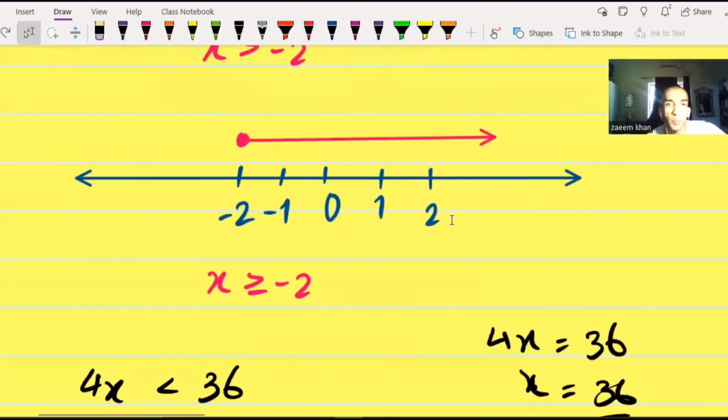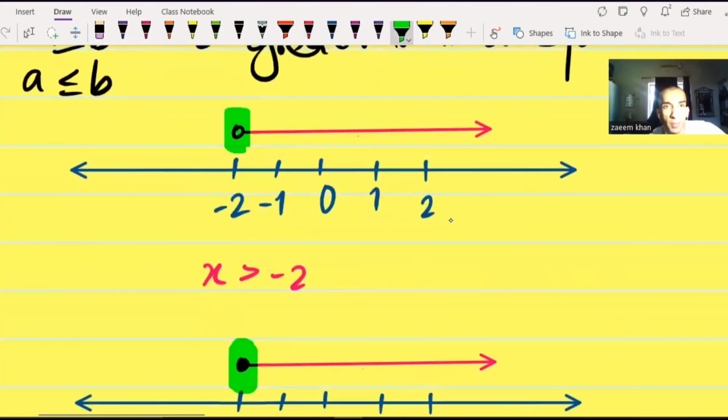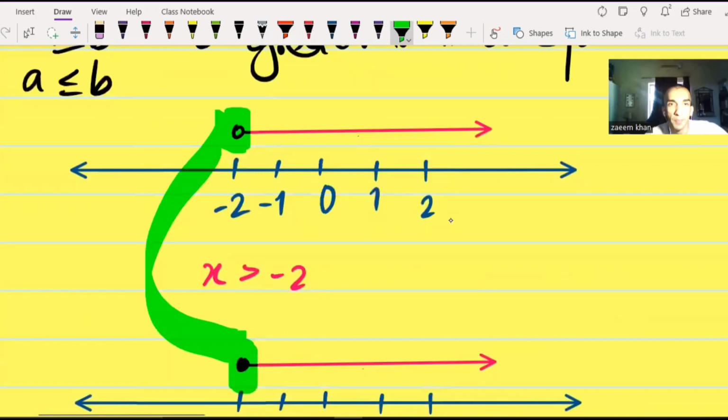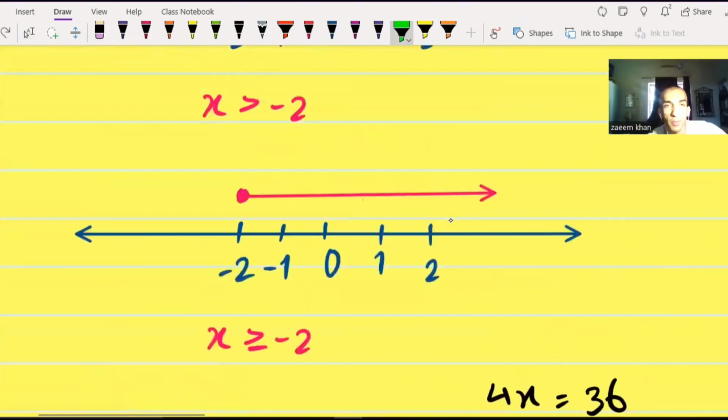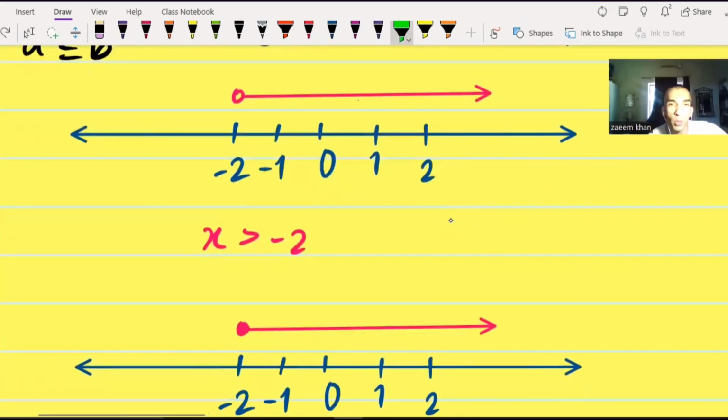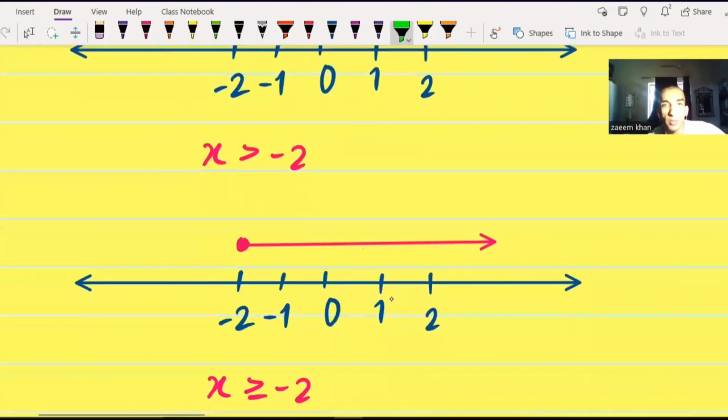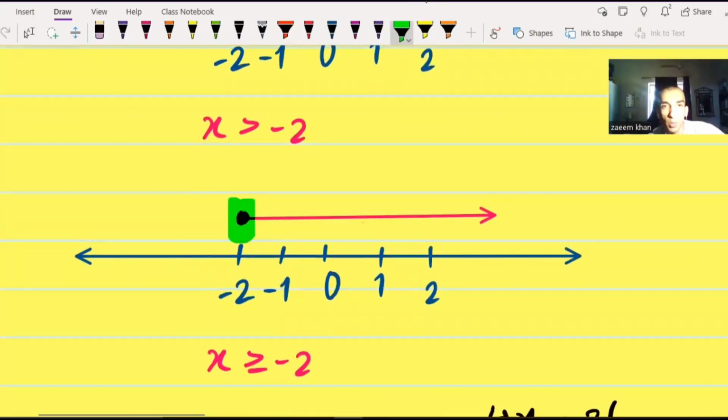Similarly, if the question asks you to give values of x which are greater than or equal to -2, this time around, what change do you notice from this shape? The circle's been colored in. Perfect. When it's colored in, we're supposed to include this number. We're going to have an equal to sign next to it, and we're going to fill up the dot, right?